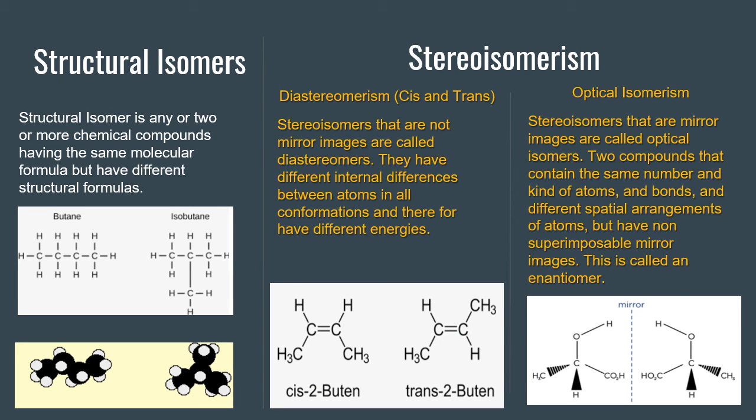On this slide, we are looking at structural isomers and stereoisomerism. Structural isomers are any 2 or more chemical compounds having the same molecular formula but different structural formulas. In stereoisomerism, the atoms making up the isomers are joined up in the same order but still manage to have a different spatial arrangement. There are 2 forms of stereoisomerism, diastereoisomerism and optical isomerism. The main difference is diastereomers cannot be mirror images, while optical isomers can be mirror images. Please look at the slide for more information on these.